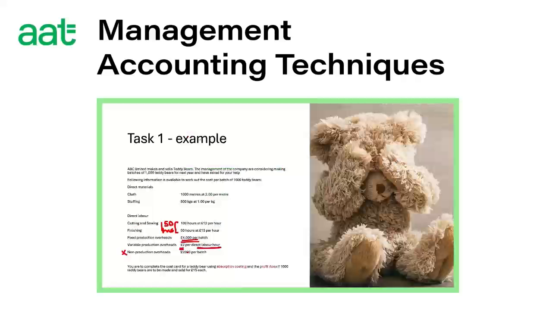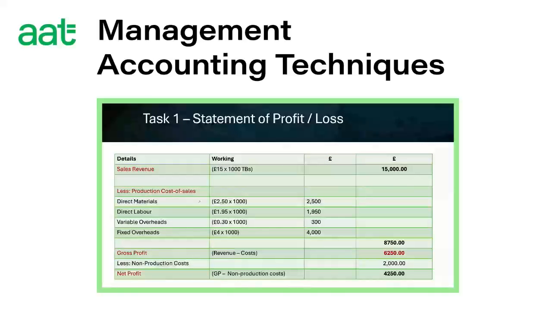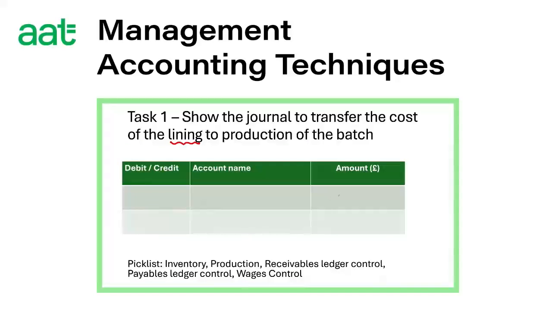Okay, so the lining costs here, sorry, the stuffing cost, they mean, 500 kilograms at £1 per kilogram. So if we take those costs, £500 worth, first of all, and we want to transfer the cost to production. They've given us production in the pick list. When we are transferring costs, it's becoming a production cost. It's going into production. So where it goes into is what you debit.